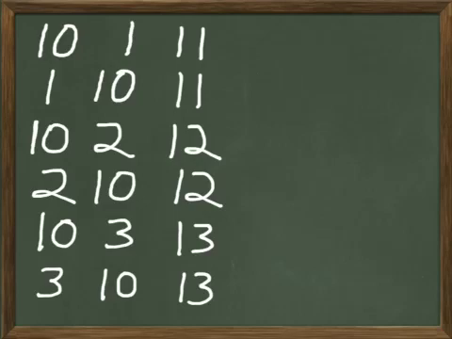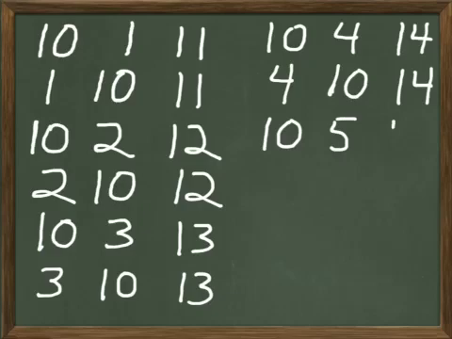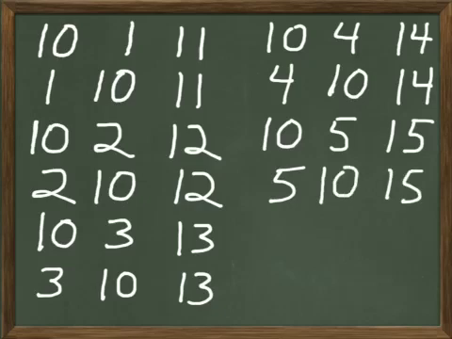All right, let's keep going. 10 and 4 are how many? 10 and 4 are 14. How about 4 and 10? 4 and 10 are also 14. Let's do 10 and 5. 10 and 5 are 15. And so that means 5 and 10 are also 15.